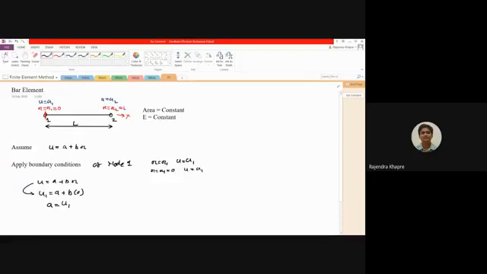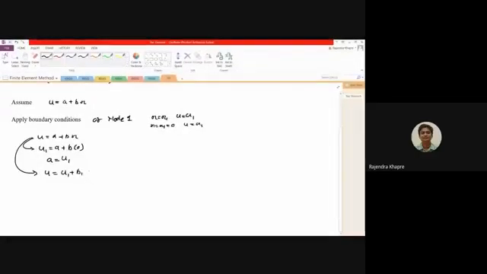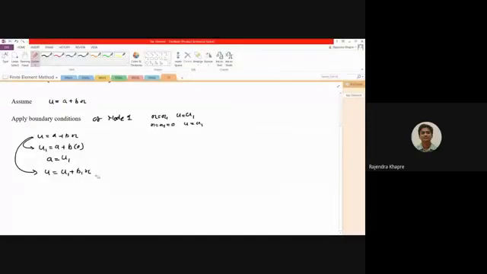So before going for substitution of these values in the expression, let me write down the expression of this u. This u value now will be u is equal to a. In place of a, now you have u1 plus b into x. Sorry, not b1, only b into x. So this is the expression for the deformation.